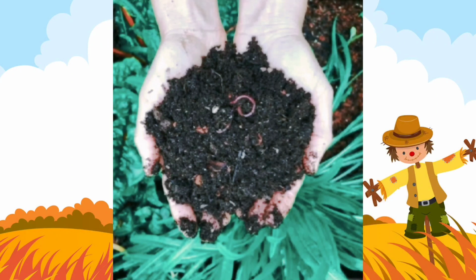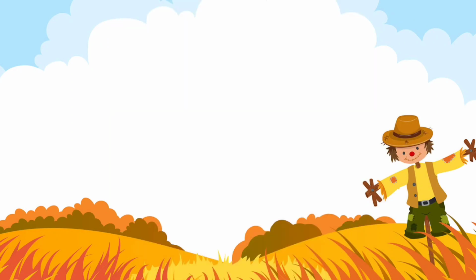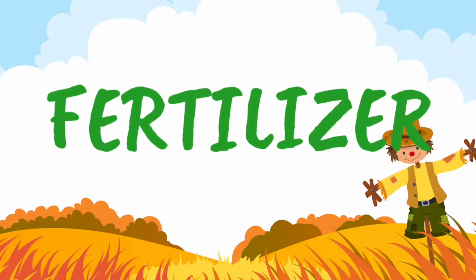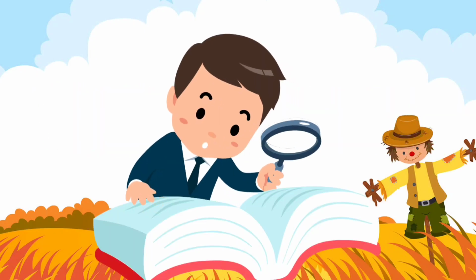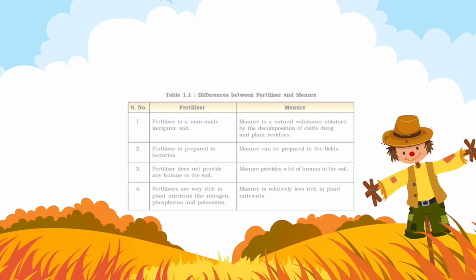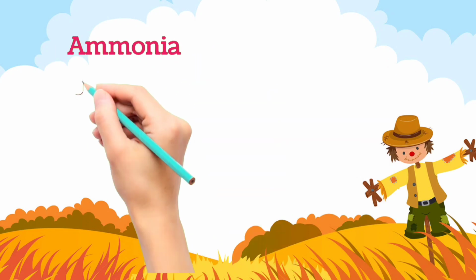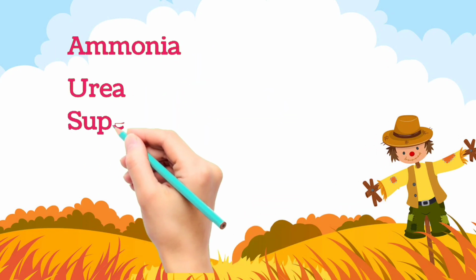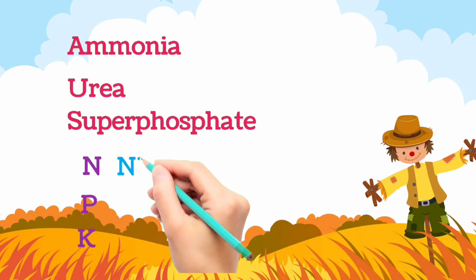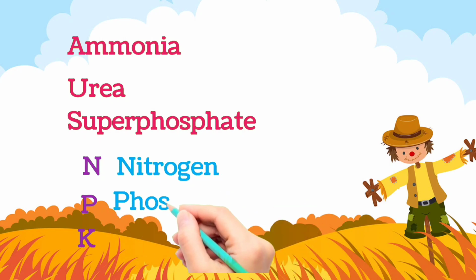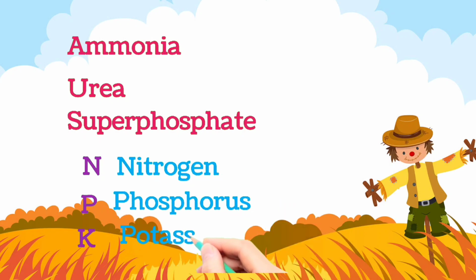Fertilizers. Fertilizers are chemicals which are rich in a particular nutrient. How do they differ from manure? Fertilizers are produced in factories whereas manures are produced domestically in the field. Some examples of fertilizers are urea, ammonium sulfate, superphosphate, potash, NPK. NPK means nitrogen, phosphorus, potassium.